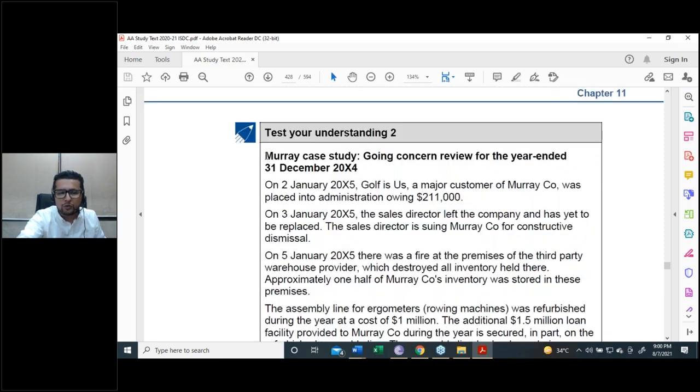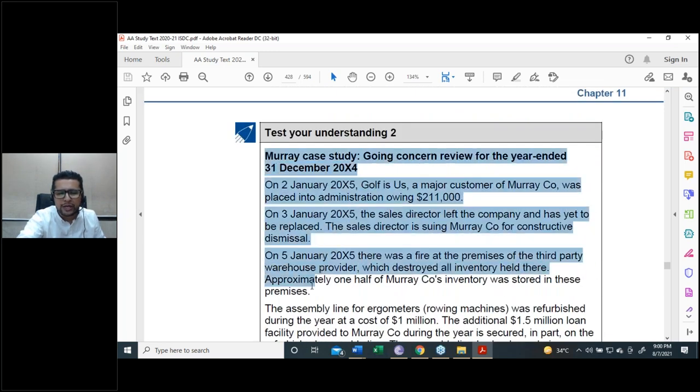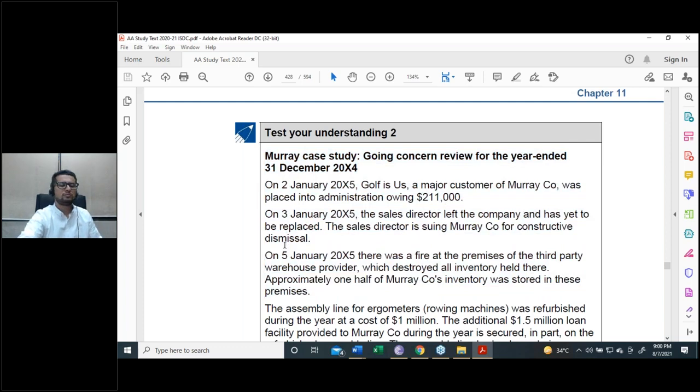Now, all of you have got 3 minutes to read the question up to this point, the premises. You will realize what problems the company is facing. Go on, read it.